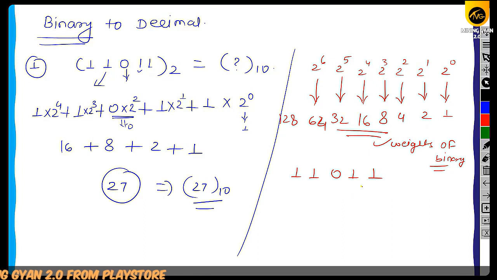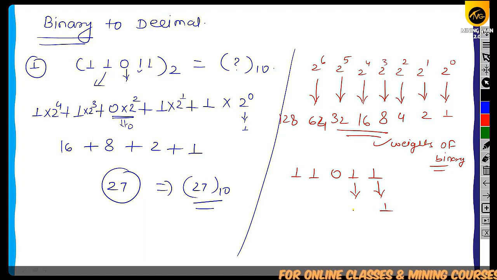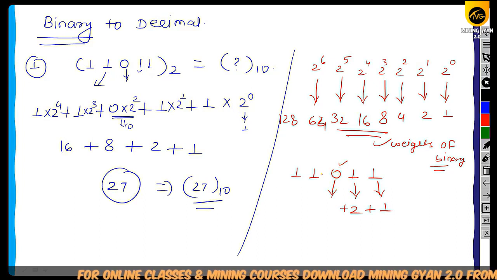So take the rightmost number, and directly you can use this number's weight. The first weight is 1. Now the second weight of the binary system is 2, so plus 2. Now again, the third number is 0, so always skip the 0 section, applying only the 1 parts.